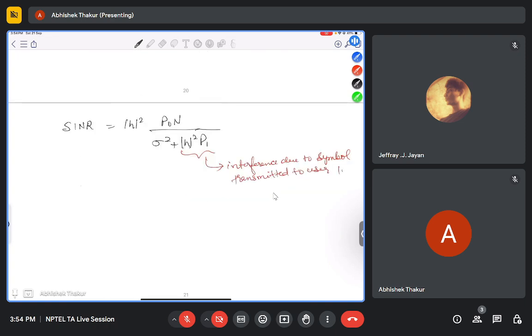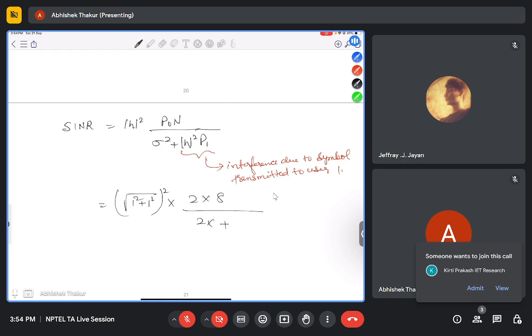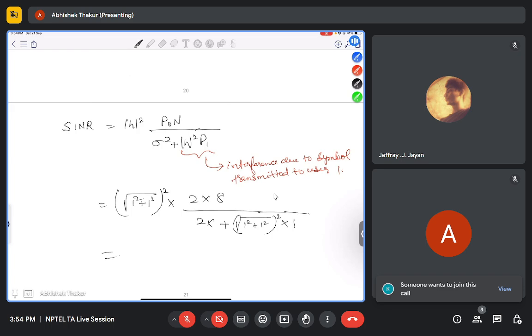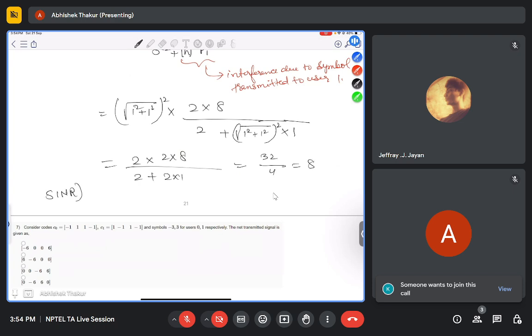So now substitute all the values. So SINR will be 1 plus 1 whole square, P naught is 2, length is 8, sigma square is 2, H is again 1 square plus 1 square to the whole square, and P1 is 1. So finally we will get 2 into 2 into 8 divided by 2 plus 2 into 1. So it will be 32 by 4, that is equal to 8. So SINR in dB will be 10 log 10 of 8. So the final answer will be 9 dB.